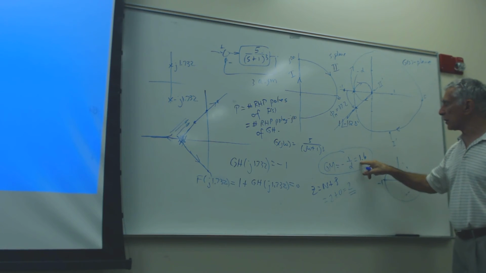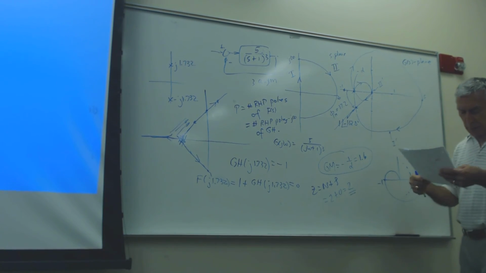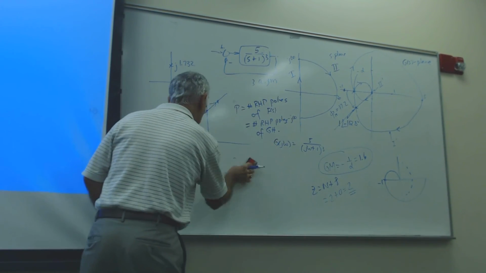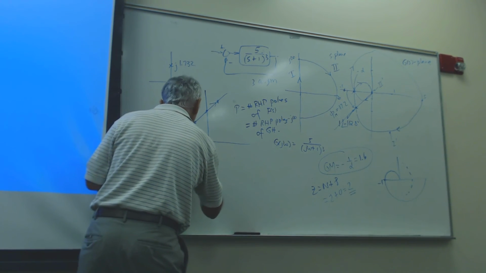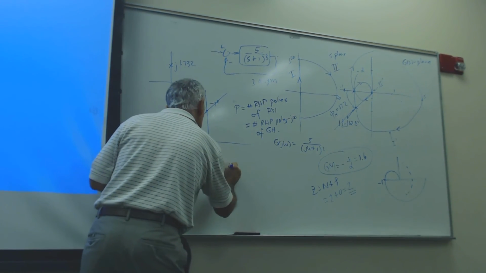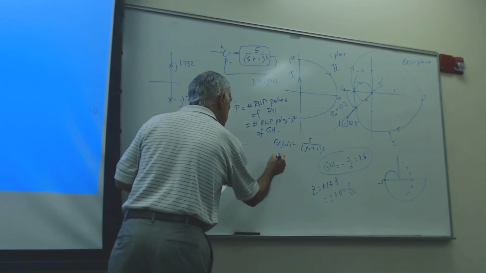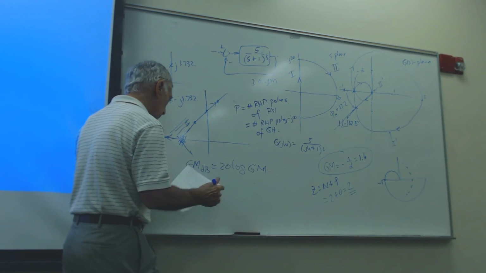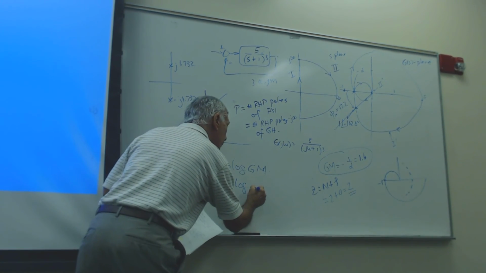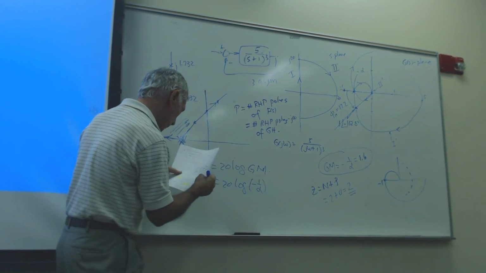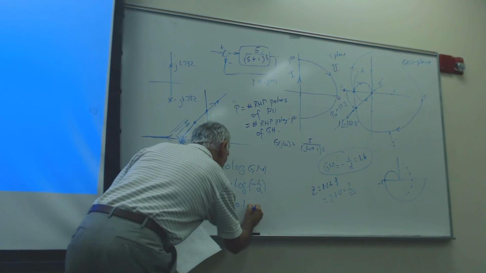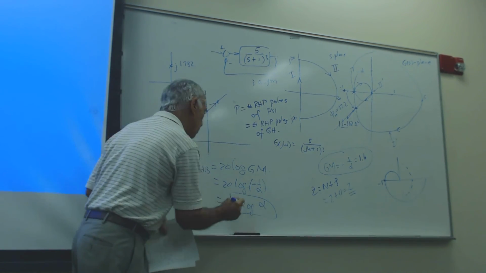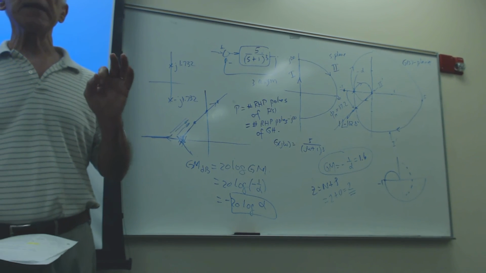You can also express this in terms of magnitude in decibels, right? The gain margin in dB is 20 times the log of this gain margin that I have there, right? And so it's equal to 20 log of minus 1 over alpha. And then you can work that out, and that becomes minus 20 log alpha. Okay, so that 20 log alpha is at the 180 degree phase crossover point.